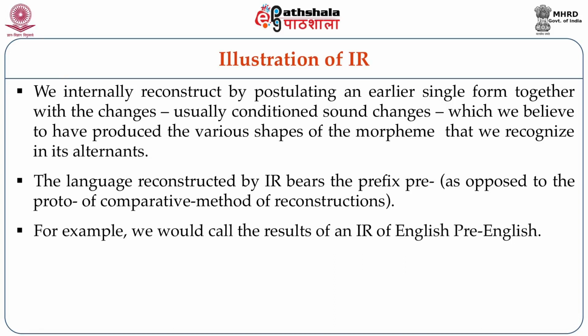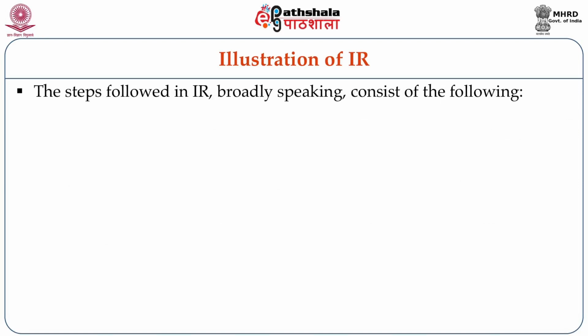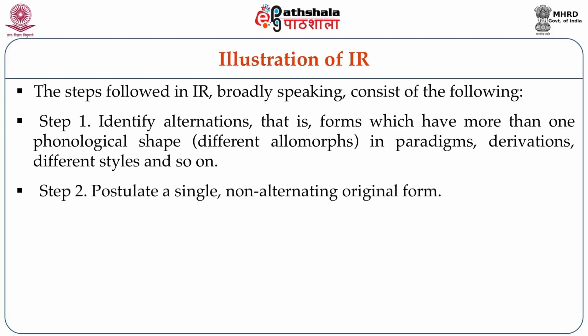For example, we would call the results of an internal reconstruction of English pre-English and not proto-English. The steps followed in internal reconstruction, broadly speaking, consist of the following. Step 1. Identify alternations, that is, forms which have more than one phonological shape, that is, different allomorphs in paradigms, derivations, different styles, and so on. Step 2. Postulate a single non-alternating original form.